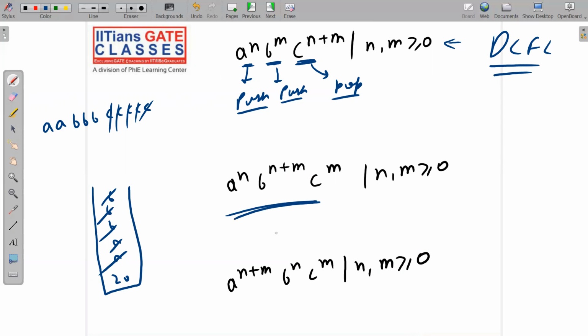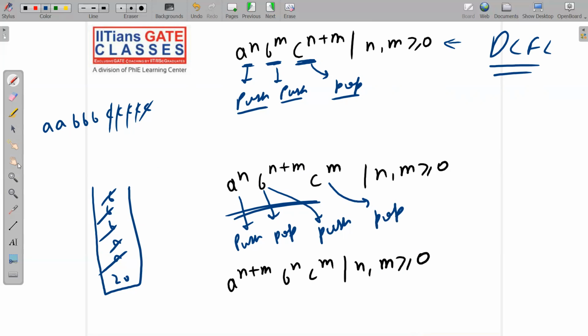Similarly, here also this will be DCFL. So how will you show that this is DCFL? A will be definitely pushed. Now whenever B will come, we will do popping. Whenever we see Z0 in the stack, that means we have done popping. Then we will again try to push the remaining B's. And whenever C will come, then we will do pop.